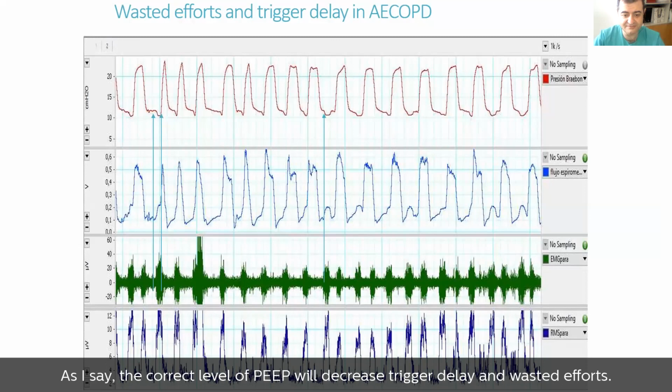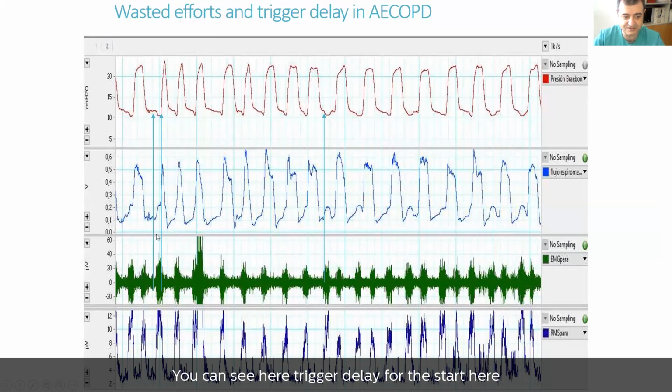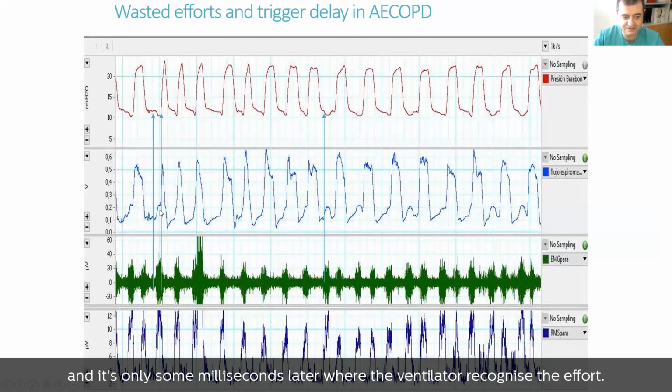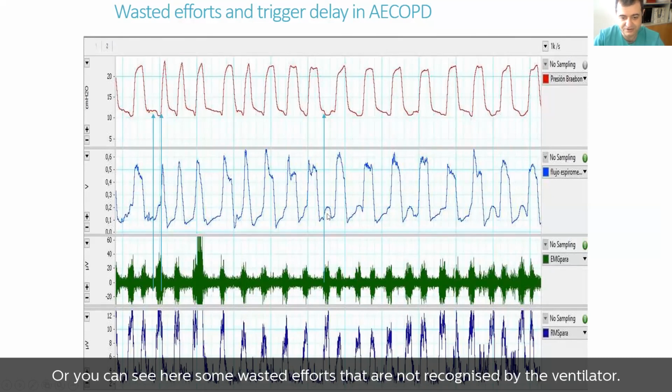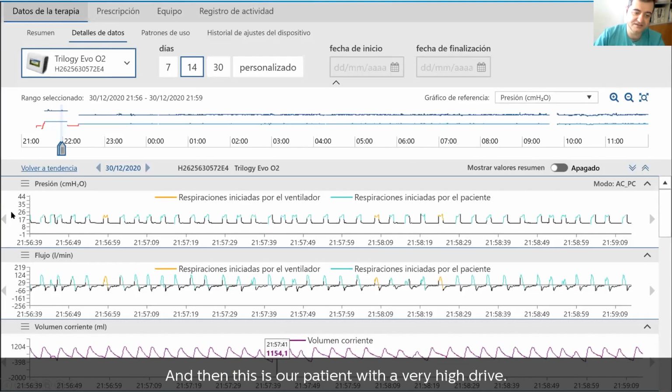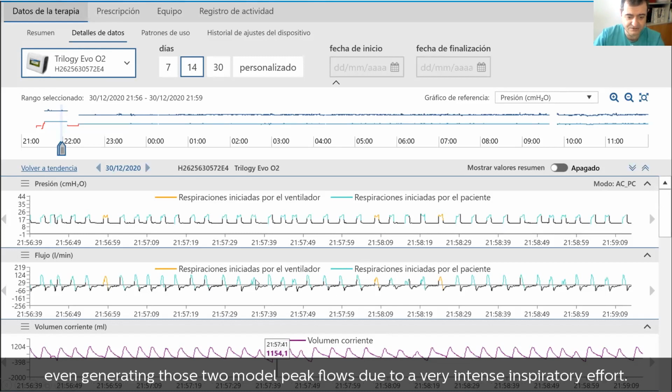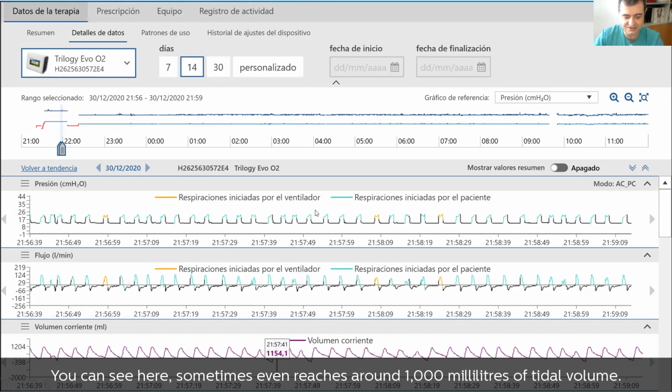As I say, a correct level of PEEP will decrease trigger delay and wasted efforts. You can see here a trigger delay. The effort starts here, and it's only some milliseconds later that the ventilator recognizes the effort, or you can see here some wasted efforts that are not recognized by the ventilator. And this is our patient with a very high drive. You can see how it decreased the pressure in the inspiratory phase, even generating those two modal peak flows. Due to a very intense inspiratory effort, you can see here sometimes it even reaches around 1000 milliliters of tidal volume.